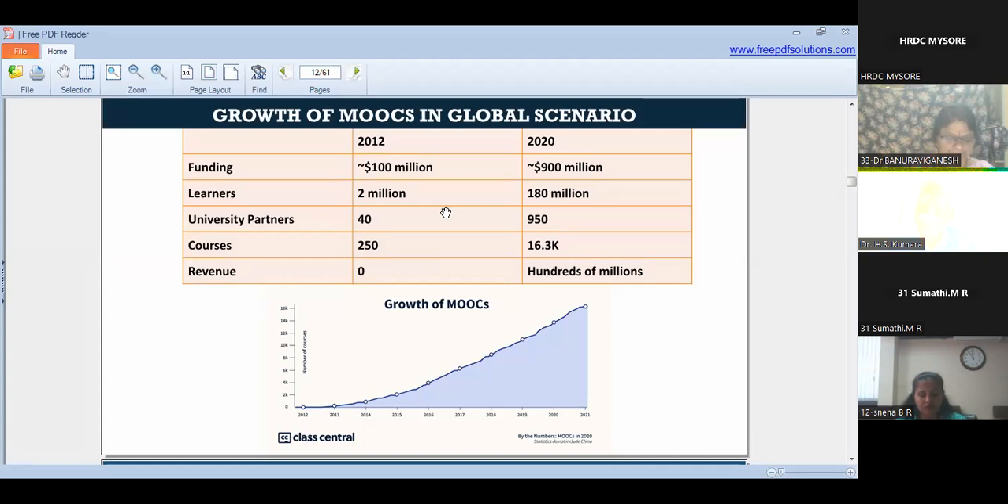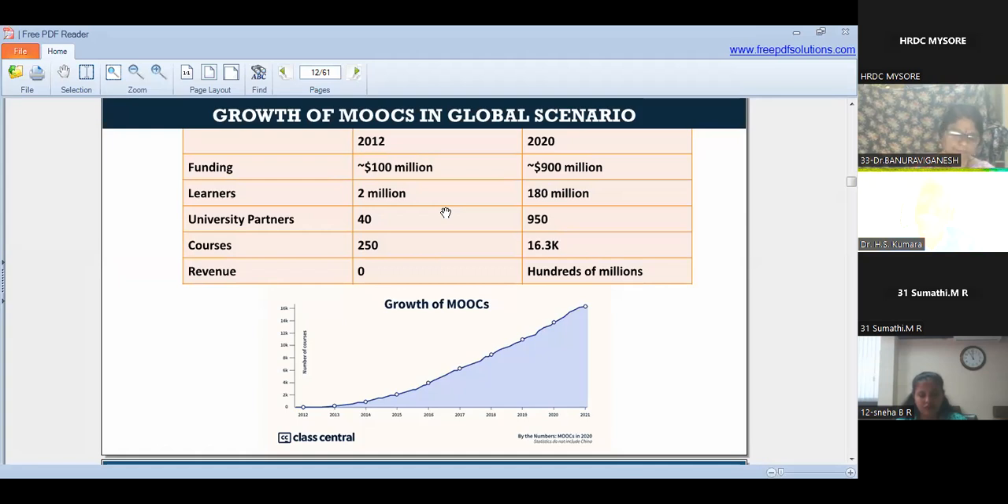million dollars was paid as funding. Then learners were only 2 million. Only 40 universities were partners for developing the massive open online courses. At that time there were only 250 courses, and revenue generated was minimal, in fact zero, in 2012.